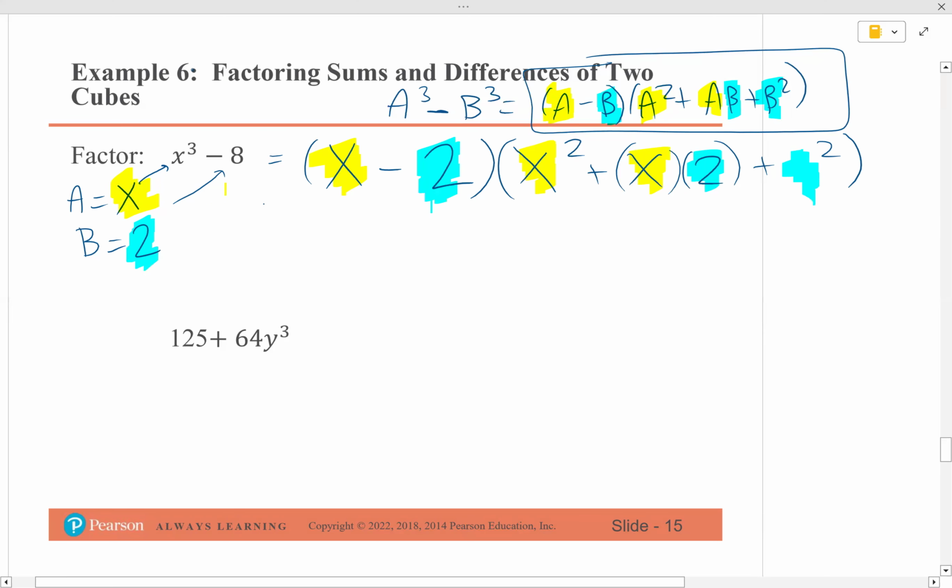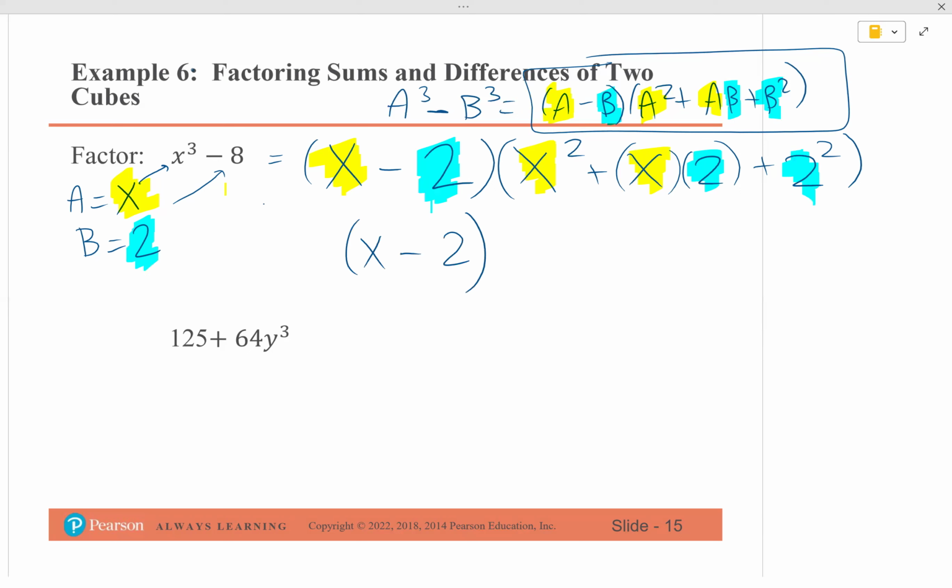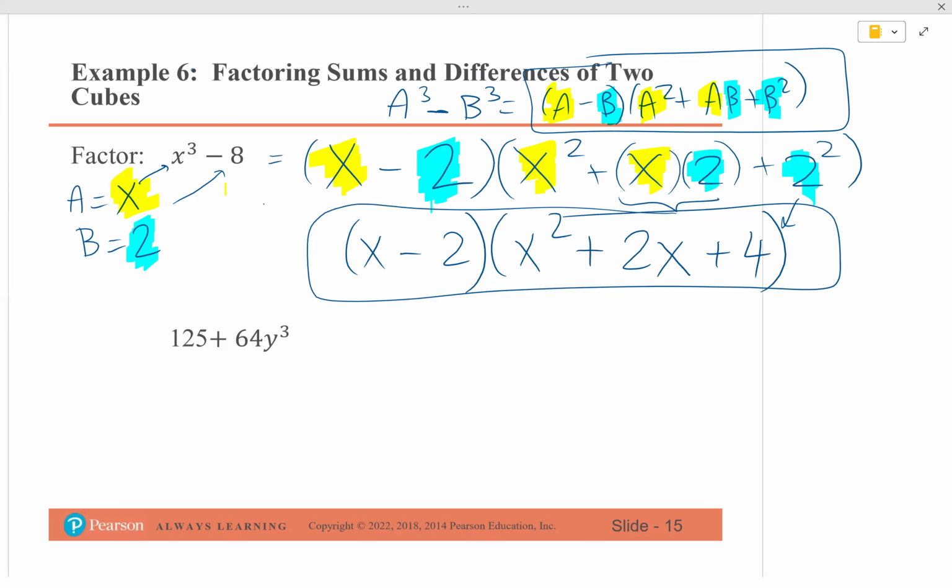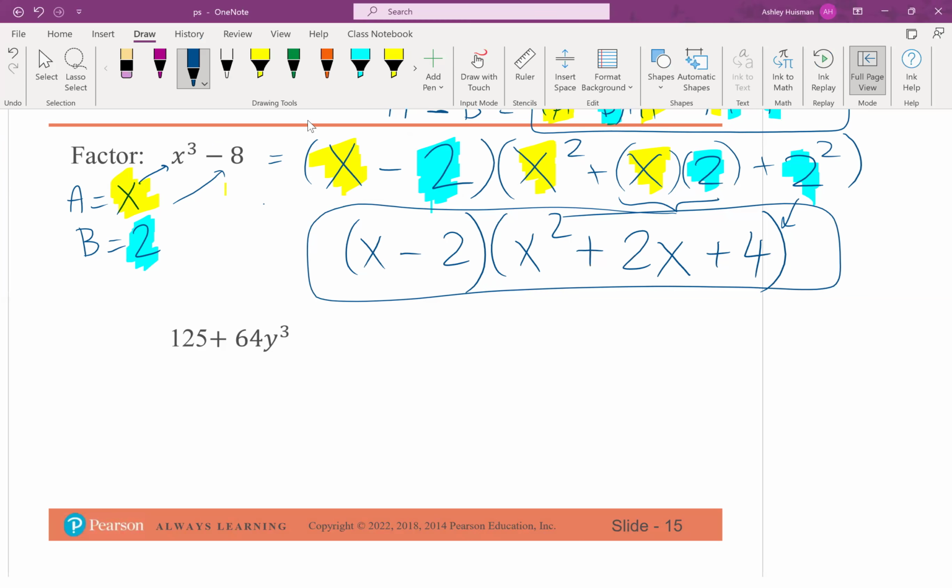So 2 goes here, 2 goes here, 2 goes here. That means that this binomial is just x minus 2, x squared plus, I can clean this up a little bit. Usually when you see an x times a 2, you don't write x2, you write 2x. And then 2 squared, 2 times 2 is 4. And that's it. So as long as you know how to use the formula, it's fairly easy, I think. Since I'm not asking you to memorize anything.